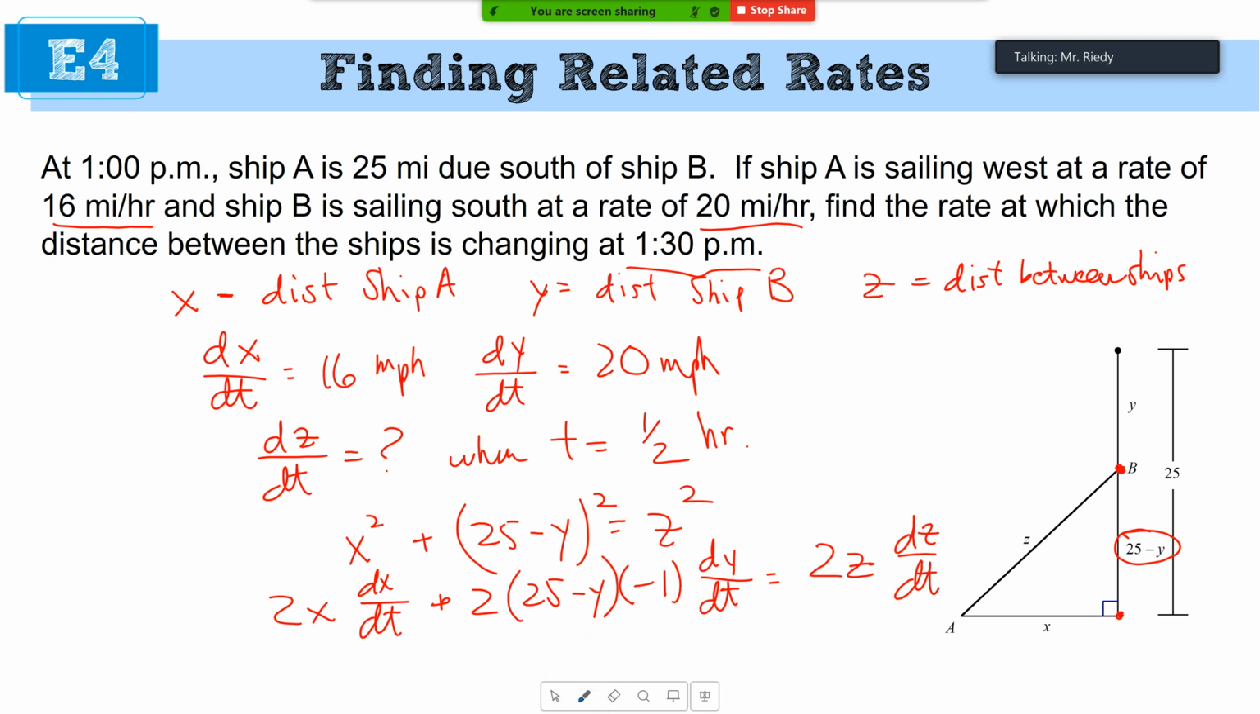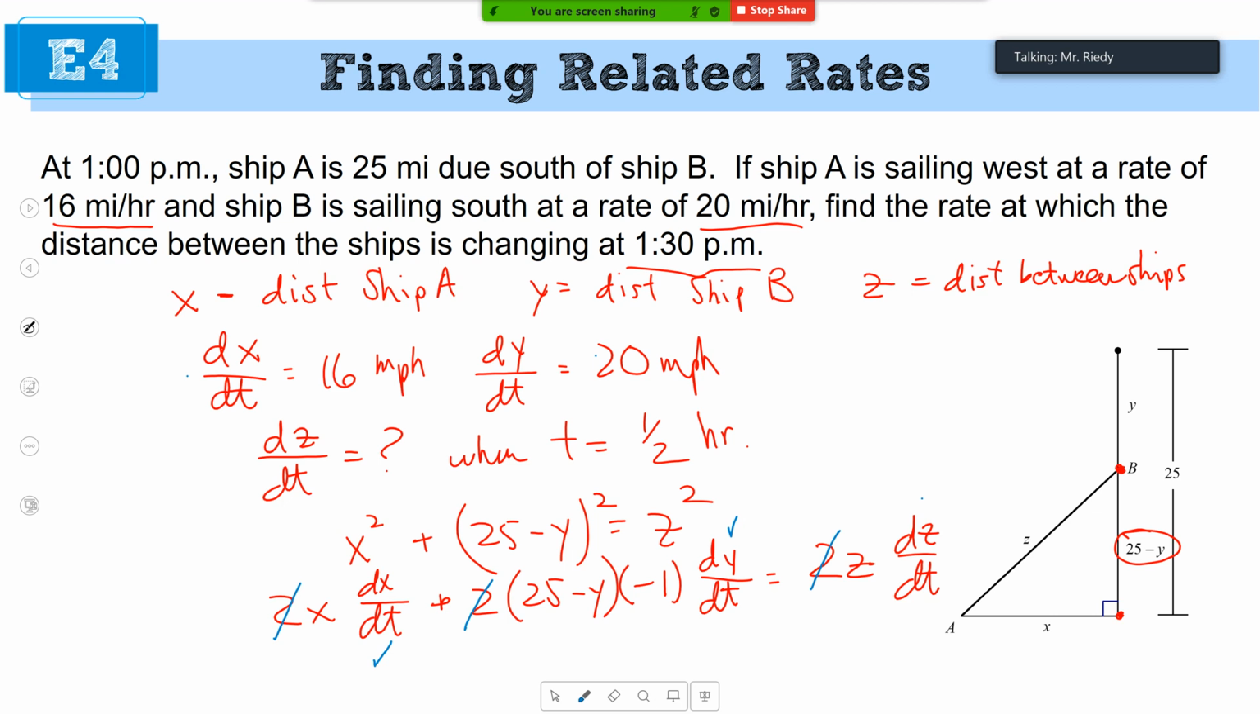Okay, again, I'm going to make my life a little bit easier. Get rid of the 2's. You don't have to. You can work with the 2's in there. It's okay. All right, so I know what dx/dt is. It's right here. I know what dy/dt is. It's right here. I'm looking for dz/dt. But now I have a big problem. I have no idea what x, y, and z are.